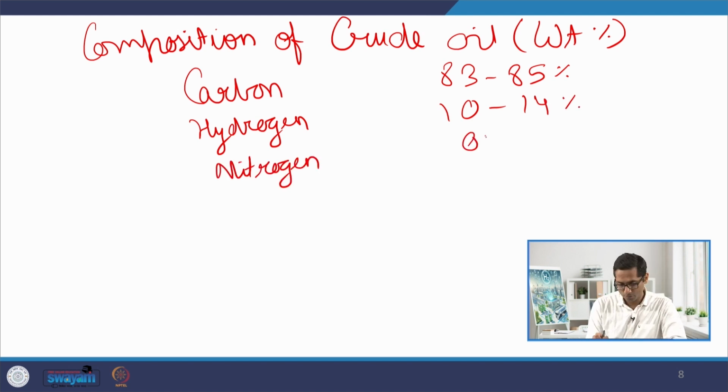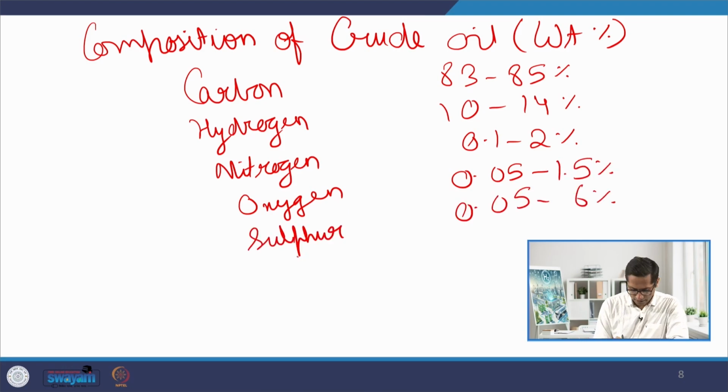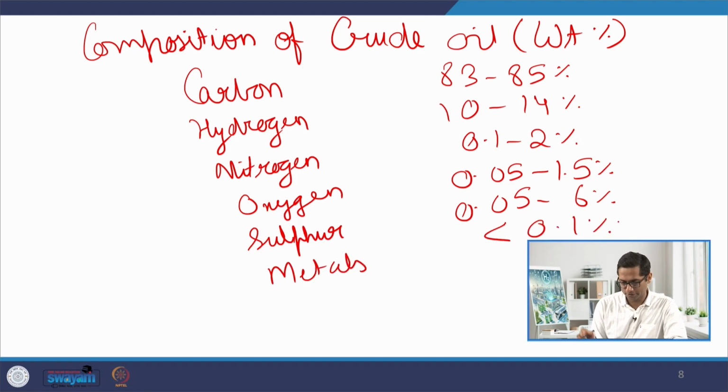Nitrogen again 0.1 to 2%. Oxygen 0.05 to 1.5%. Sulfur 0.05 to 6%, and a few trace metals, normally of the order of less than 0.1% or so. So this is the normal composition of crude that would be used for meeting the different energy demands. And as we can see, energy from crude is basically coming from two elements, which are carbon and hydrogen.